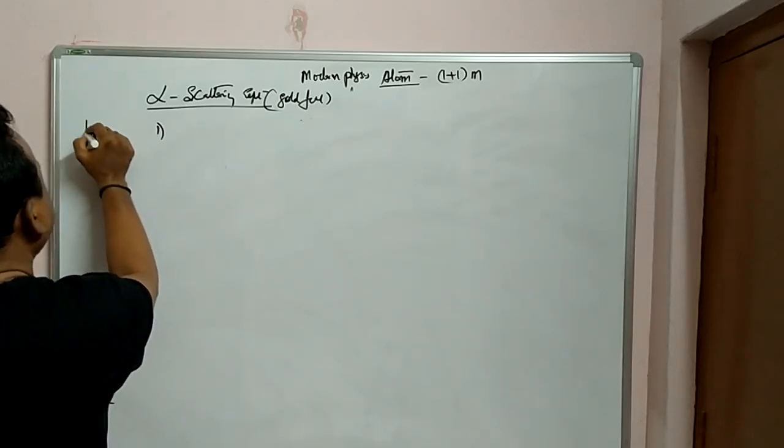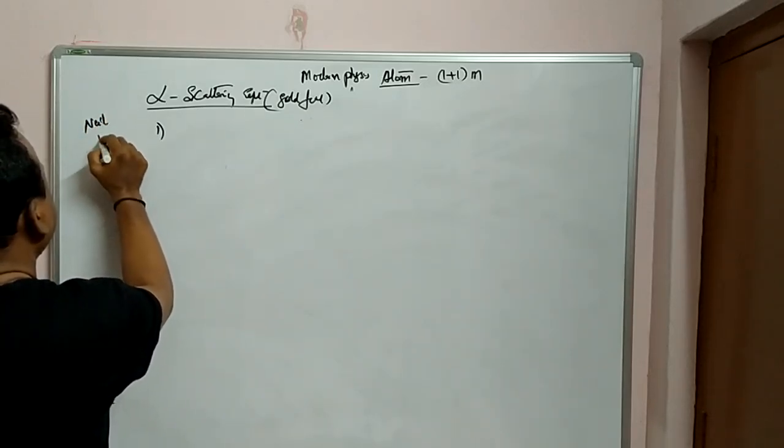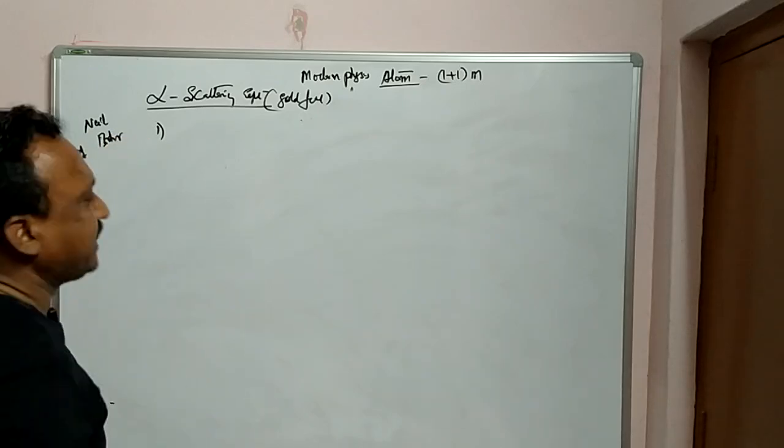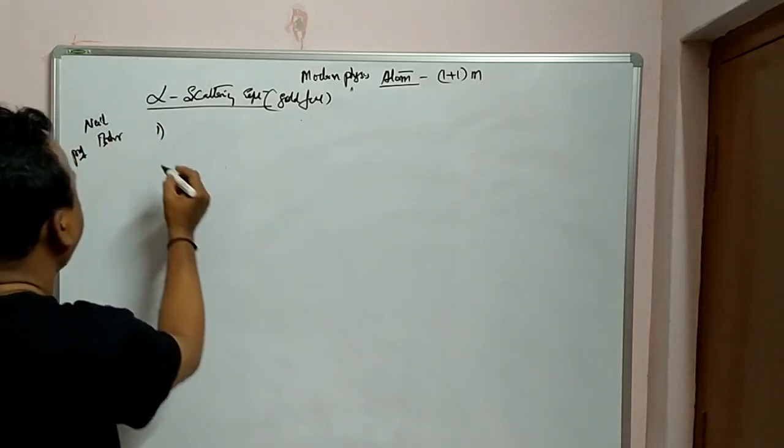So what happened, Niels Bohr, another scientist, Professor Niels Bohr, he has given two postulates, very important postulates.